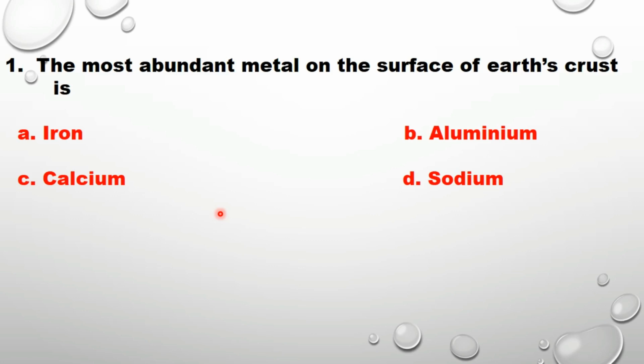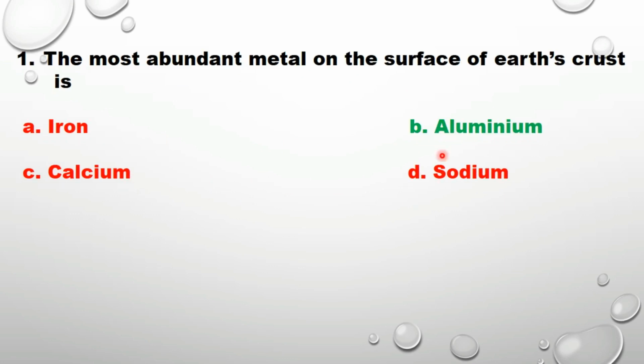In this video, let's see 20 important MCQs from the chapter Metals and Non-Metals. Let's see the first question. The most abundant metal on the surface of earth crust is option A iron, B aluminium, C calcium, D sodium. The correct answer is aluminium.